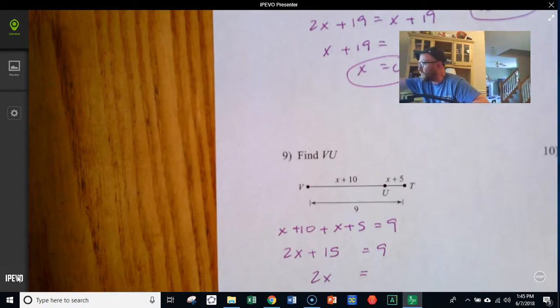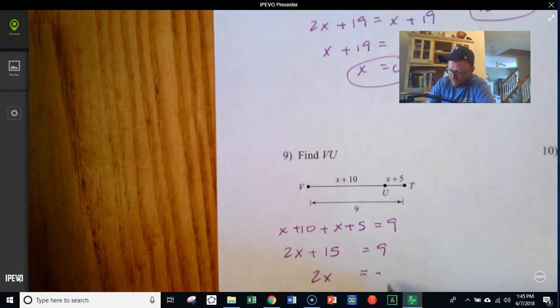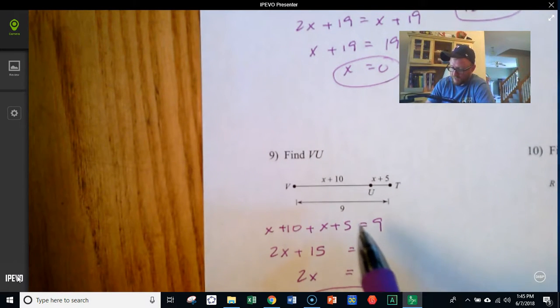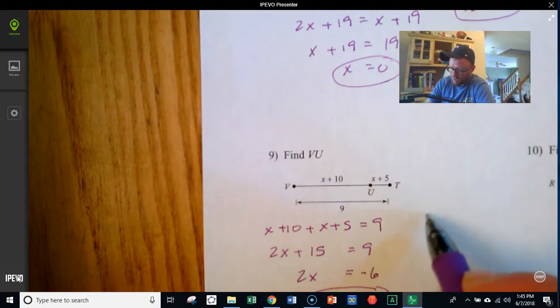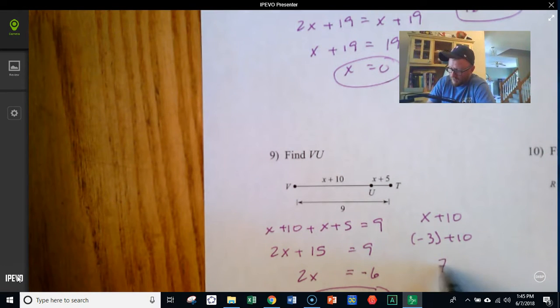2x equals... let's see, where was I? No, negative 6. x equals negative 3. And then we're trying to find VU. That's x plus 10, negative 3 plus 10, which is 7 equals VU.